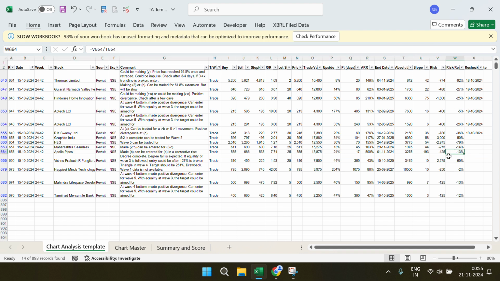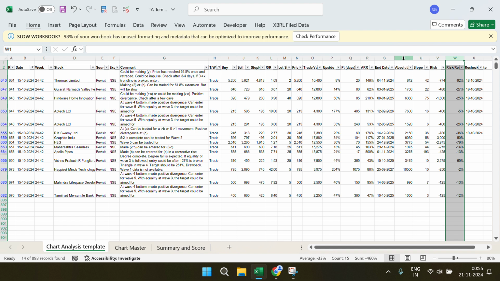Risk reward is also, I mean, risk potential, or risk percentage, is also pretty okay, 13%. So I'm risking a loss of 425 rupees in search of 3275 rupees profit. Good enough number for me, and I can decide. So these numbers will put things in perspective, and it will help in making that decision, whether you want to trade or whether you want to leave it.